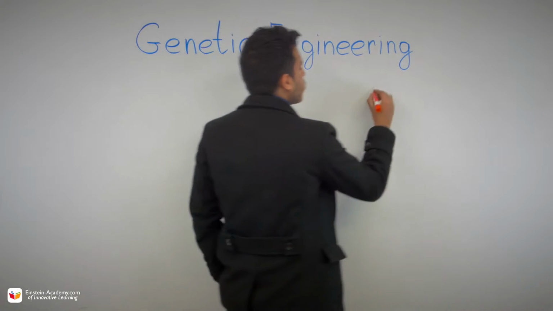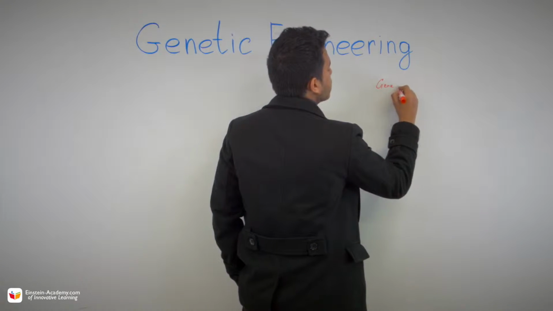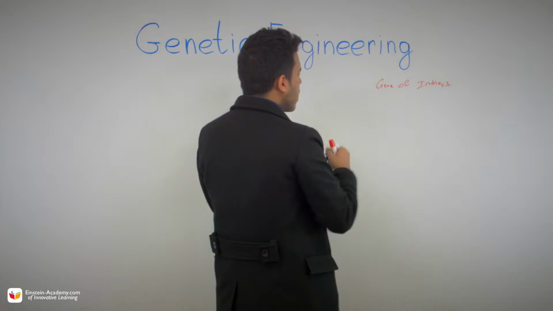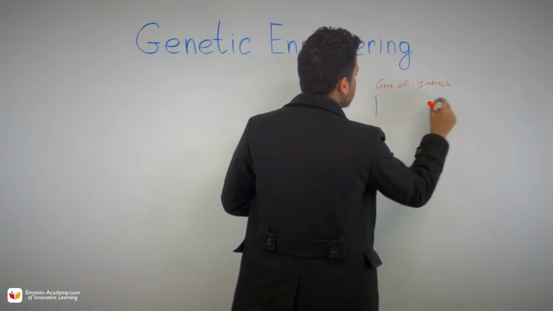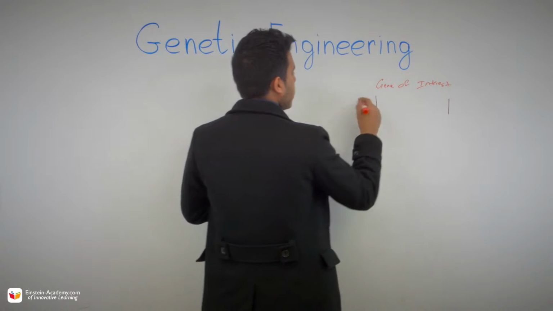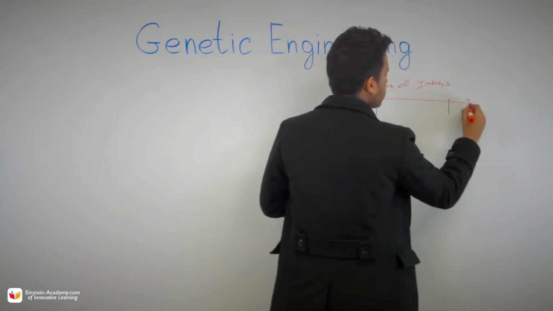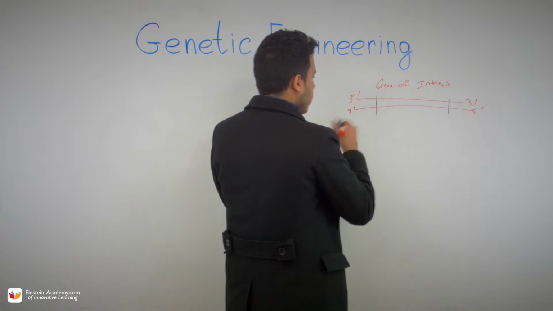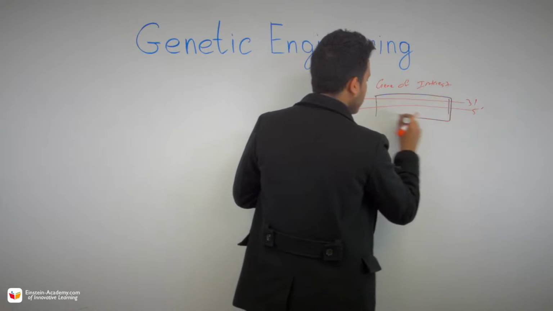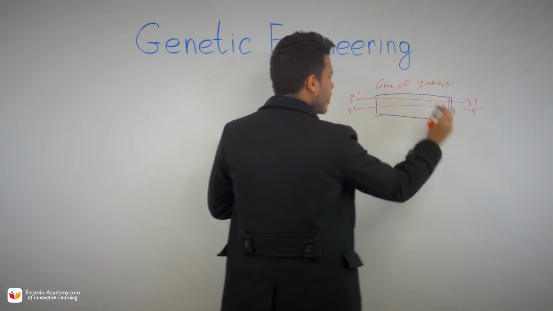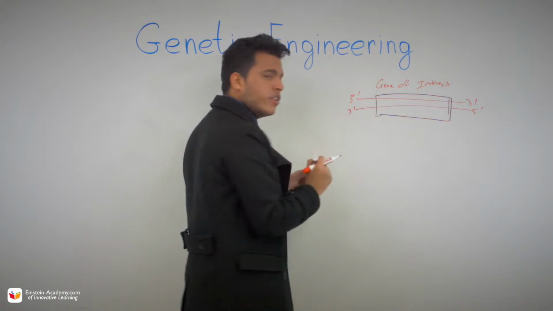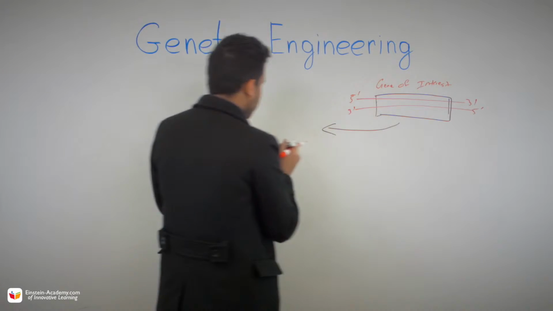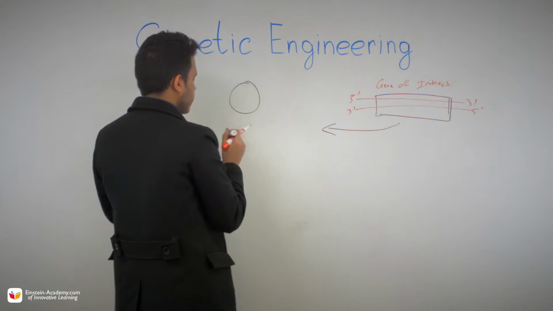So here's my foreign DNA, or here's my gene of interest, let's say. Here's my gene of interest that I want to take out. I really want to basically just take this piece of coding segment right here, this instruction, and somehow put it into my plasmid.